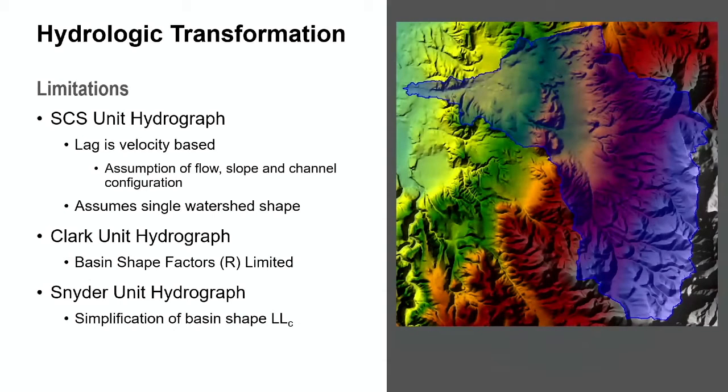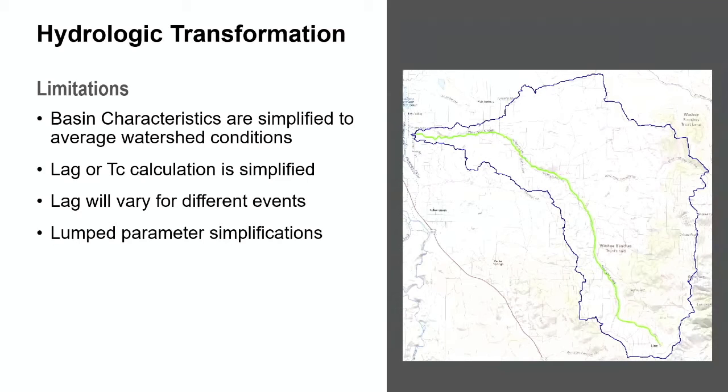But again, there's a lot of assumptions, there's a lot of lumped parameters, there's a lot of averaging. Basin characteristics are simplified to average watershed conditions. The lag or the time of concentration calculation is simplified. And then lag can also vary for different magnitude of events. Let's say the 5-year, the 10-year, the 50-year, the 100-year. Typically, we only use a single lag for a watershed. This will vary for different events.